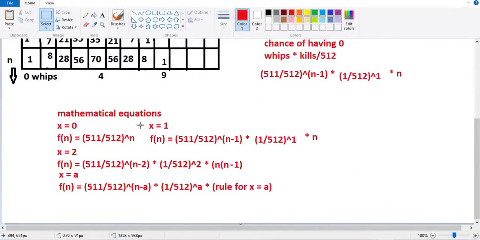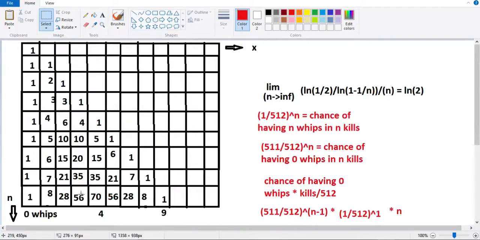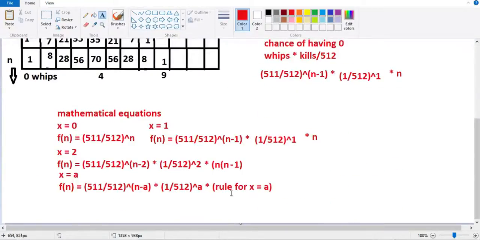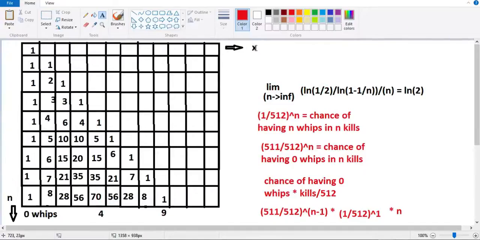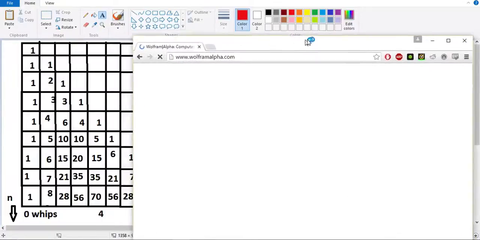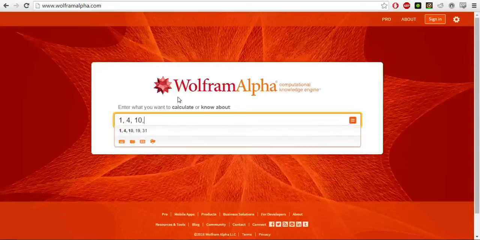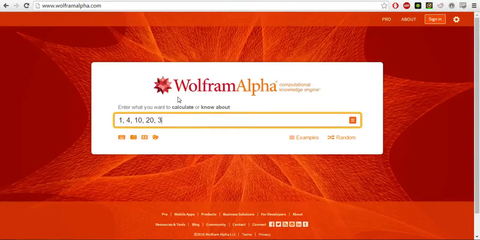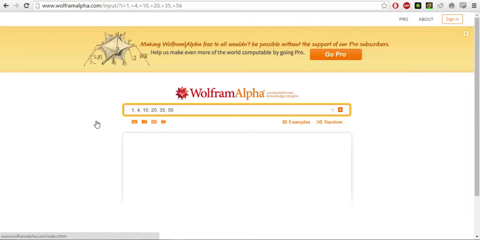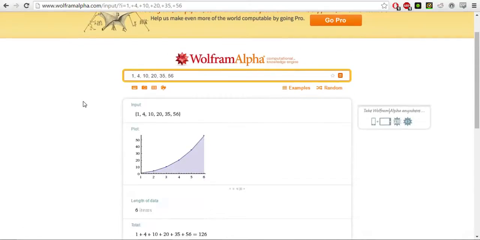But basically, yeah, you just have to build Pascal's triangle, go to whatever amount of kills you're at, whatever amount of whips you're at, and enter the rule for that column. You can probably find it. You can find it on Google for sure. You can even go probably on wolframalpha.com. Let me try to enter 1, 4, 10, 20, 35, 56. I don't know if it's going to find it.